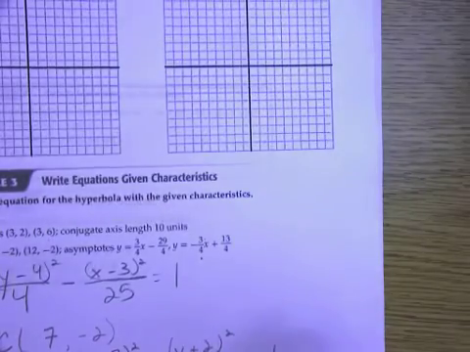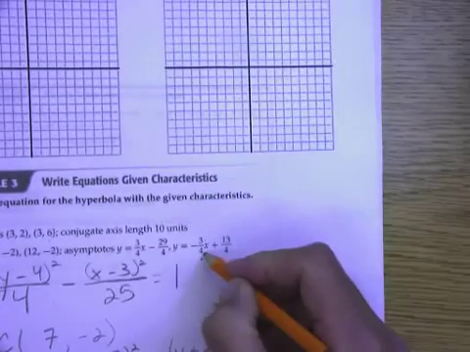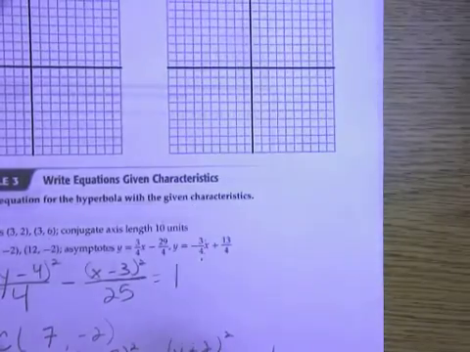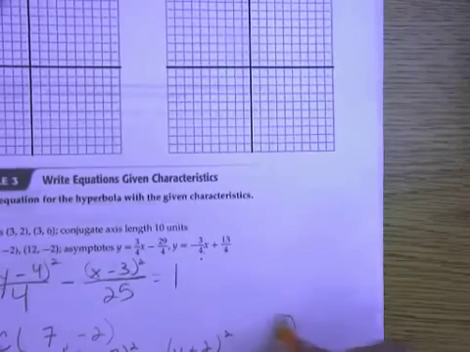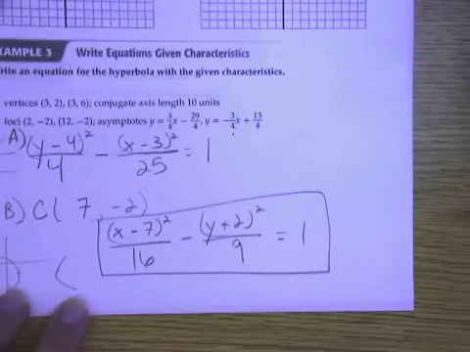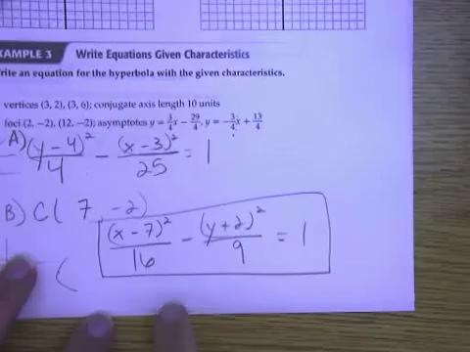So my y value is 3. 3 squared is 9. My x value is 4. 4 squared is 16. And there is our equation.